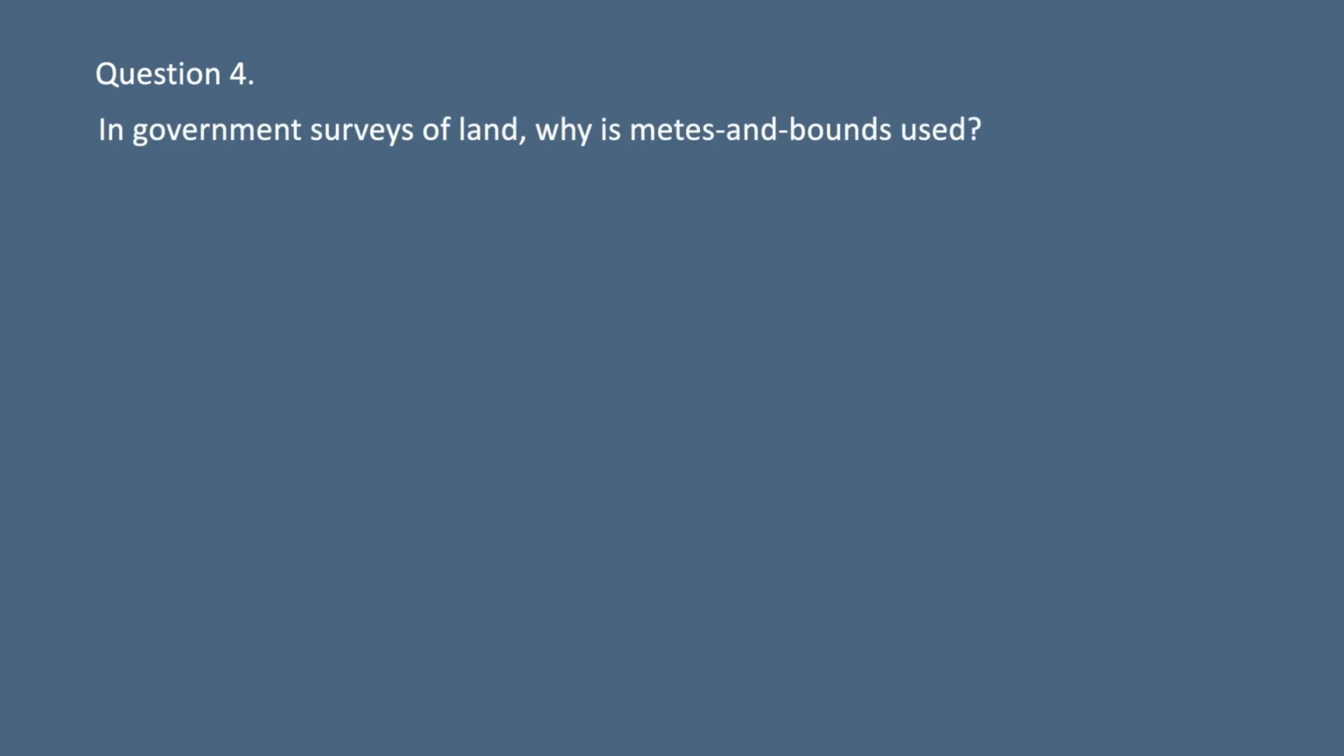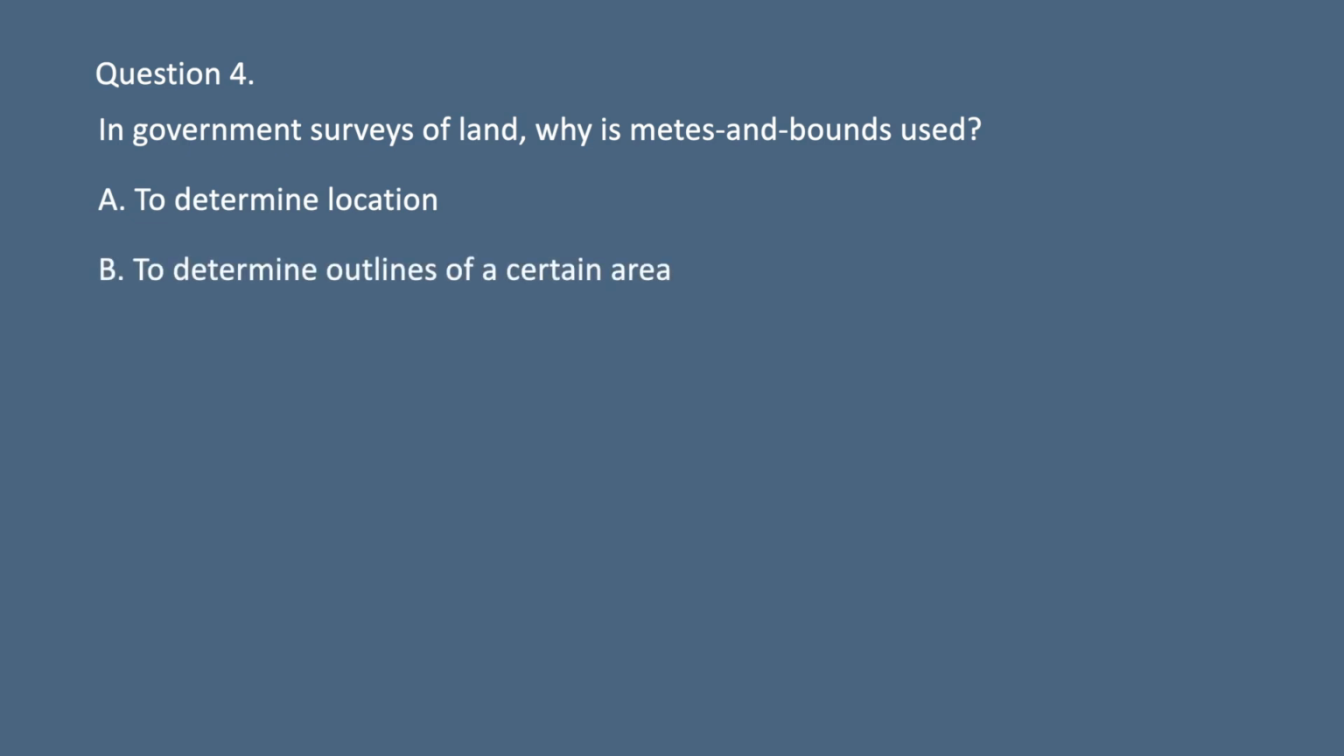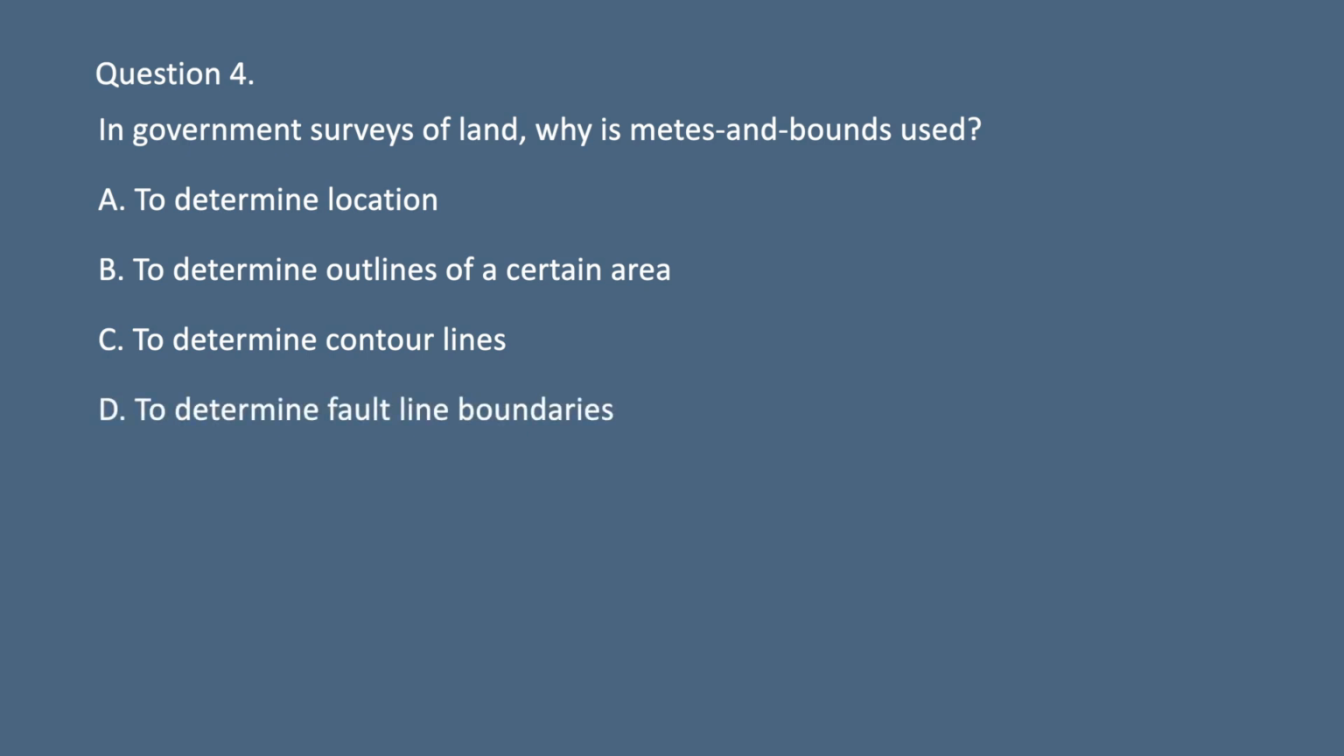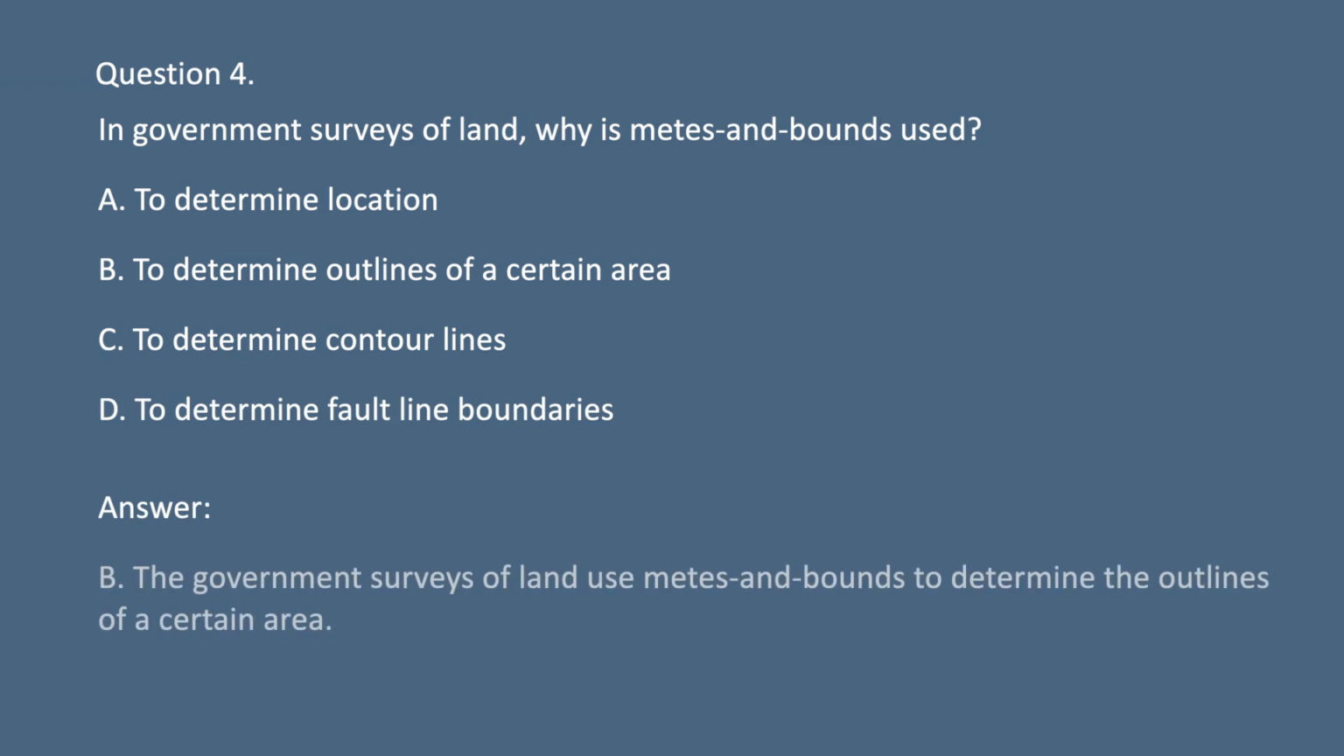Question 4. In government surveys of land, why are metes and bounds used? A. To determine location. B. To determine outlines of a certain area. C. To determine contour lines. D. To determine fault line boundaries. Answer: B. The government surveys of land use metes and bounds to determine the outlines of a certain area.